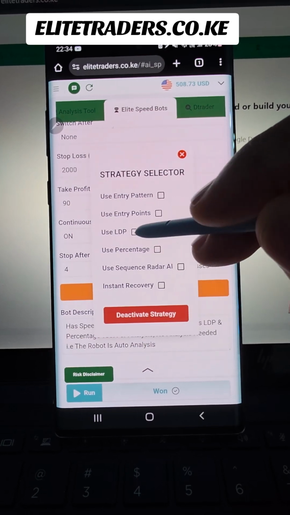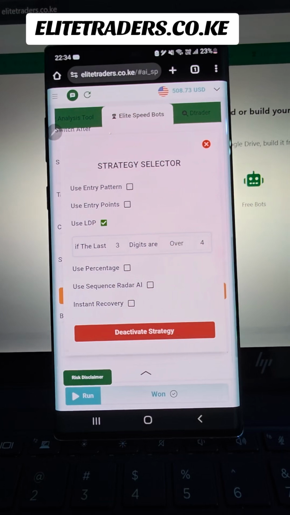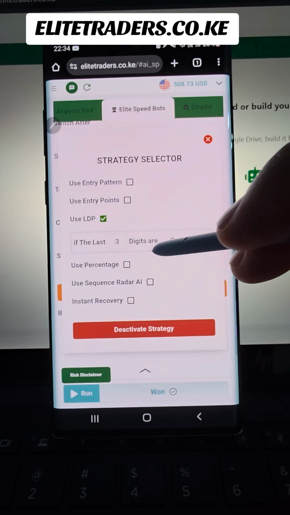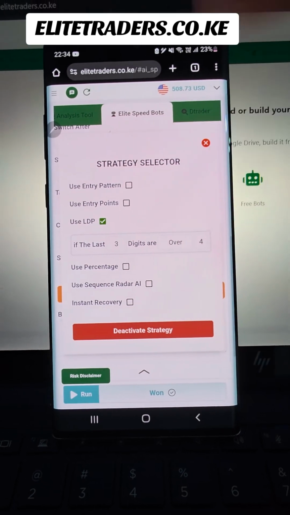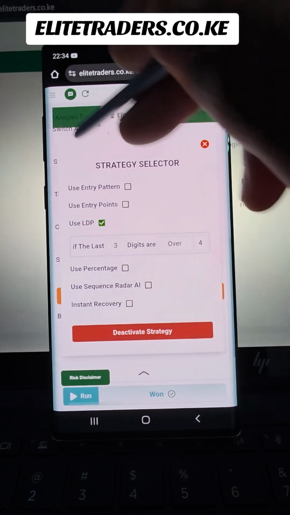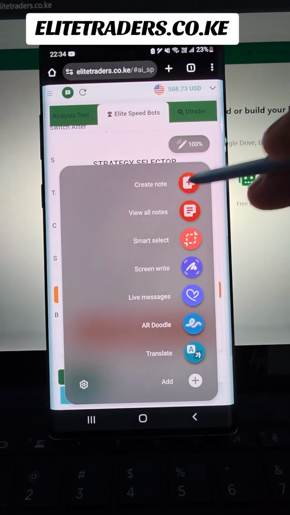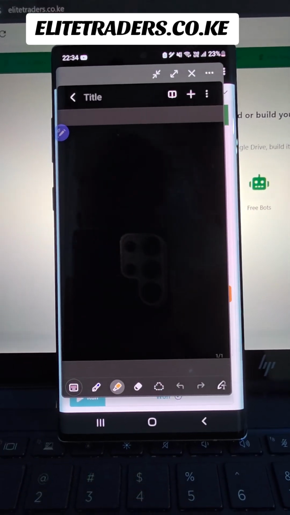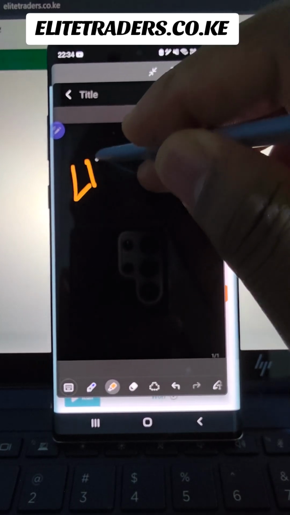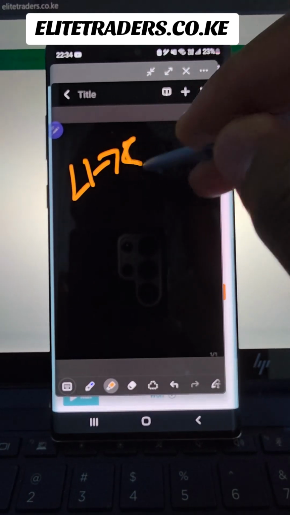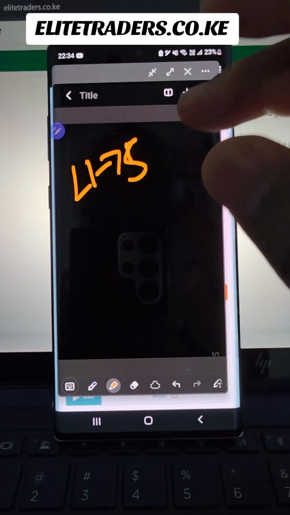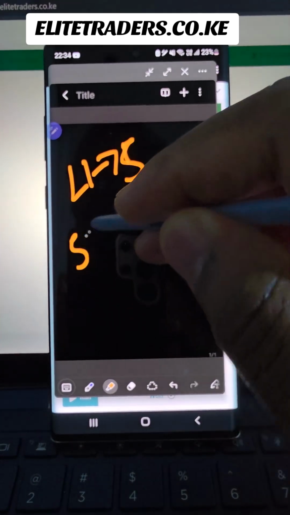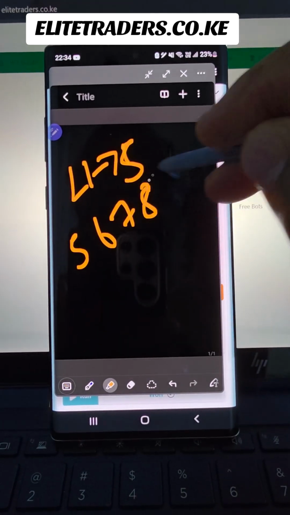The second strategy that we are applying is the use of the LDP. This is what it says: if the last 3 digits are over 4. So the last 3 digits should be over 4. What this means, we are trading under 5. Under 5, the last 3 digits over 4. Which digits are over 4? We have digit 5, 6, 7, 8, 9.